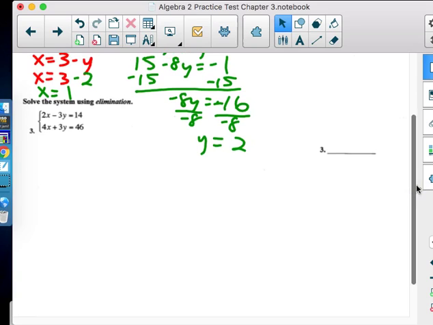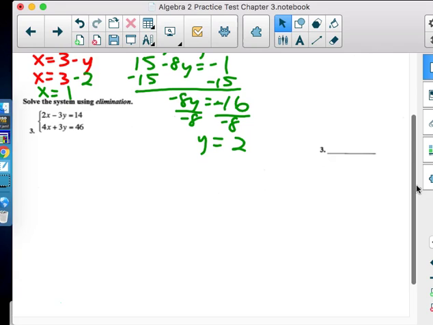Number 3 says we are supposed to solve the system using elimination, which is okay because this wouldn't be a fantastic substitution problem anyway because it doesn't have an x or a y all by itself. So then I have to think, is this one good to go? Can we go ahead and add it? Oh my goodness, people are shaking their heads. Where'd you see? What are the opposites?